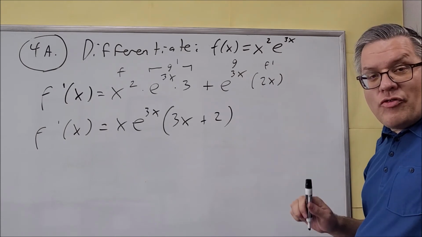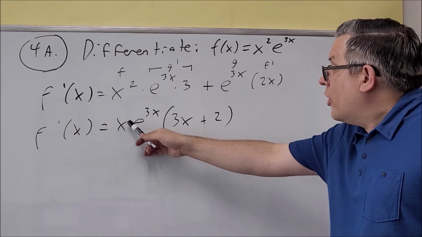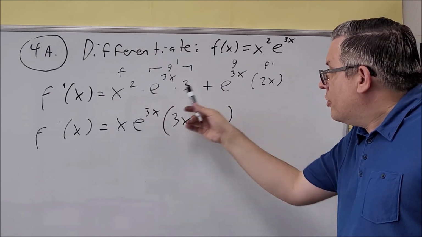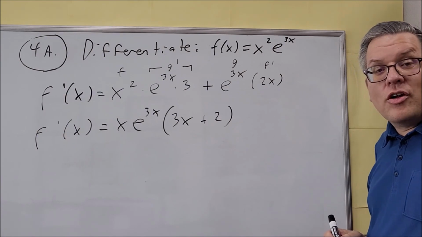And you can always tell if you factored it correctly by multiplying that back through. You would get 3x squared e to the 3x, which is what this is, and then you'd have 2x e to the 3x. So that right there would be your final factored answer.